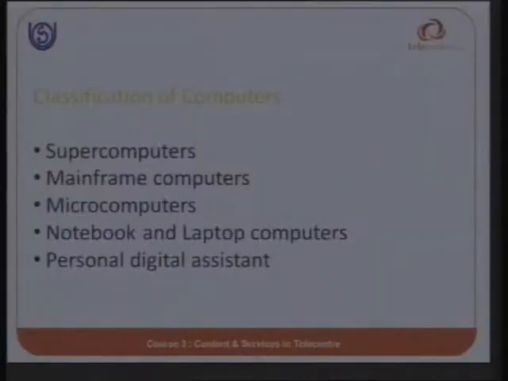And then the microcomputers, which are otherwise called personal computers. So you might have seen a computer in a Telecentre or any other place. So a microcomputer is typically a personal computer. And then the notebook and laptop computers.